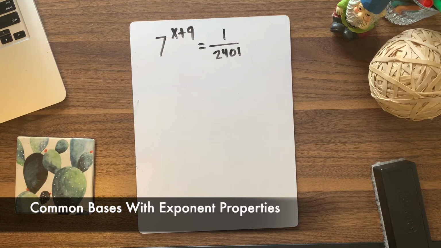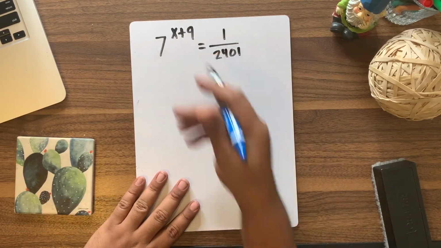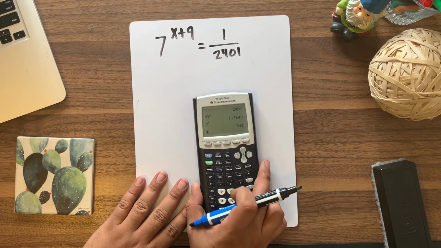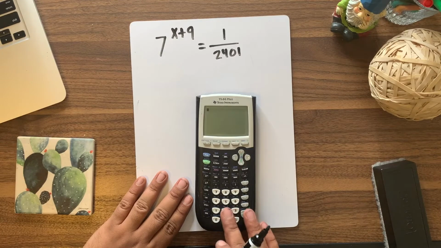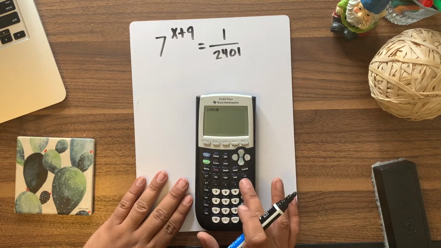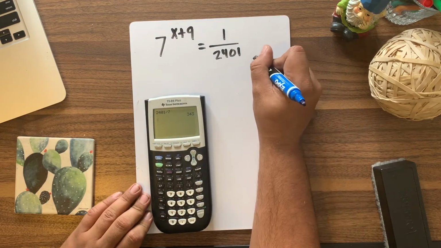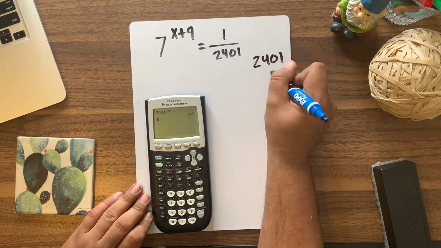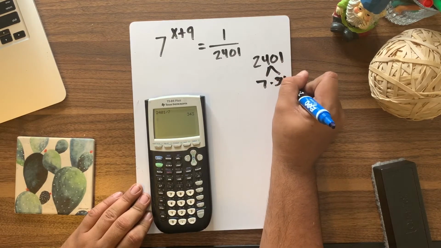This one might be hard to tell that they do have common bases. A little clue is that I'm working with a base of 7, so maybe if I divide 2,401 by 7, it will work. So let's see, 2,401 divided by 7. It's telling me that 2,401 is 7 times 343.